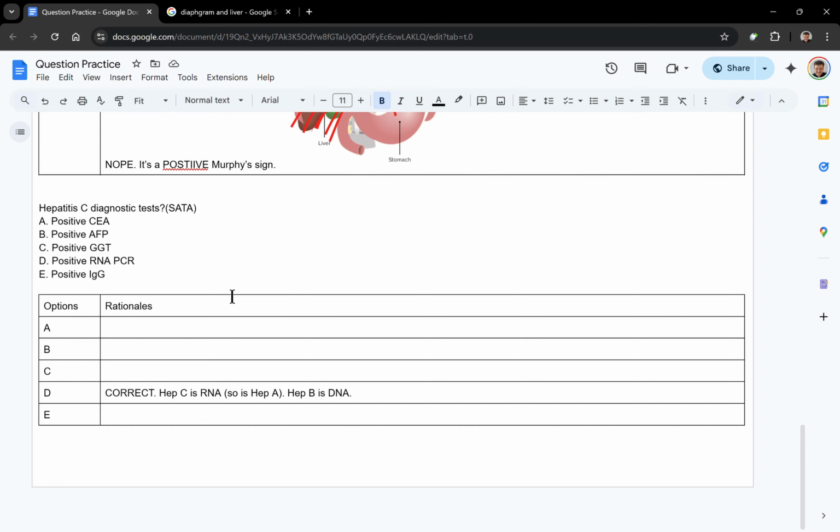All right, so Hep C, diagnostic tests. So positive CEA, what is that? It has a C in it, so I would pick it. Has a C, must be Hep C. I'm sure it's not correct, but I would think that because it has a C. What's the GGT again? I feel like that has something to do with it. I just can't remember what it is.